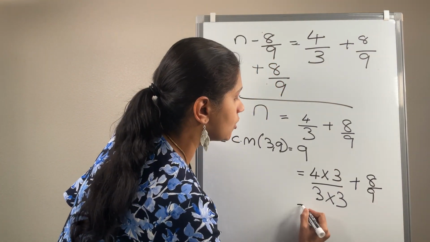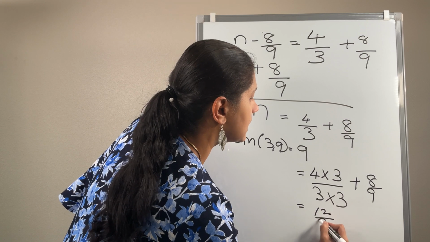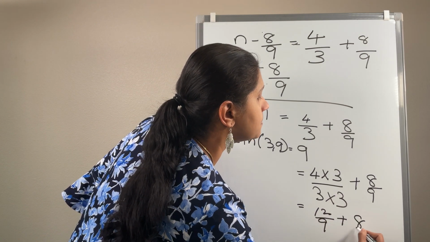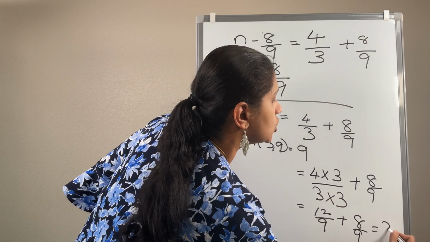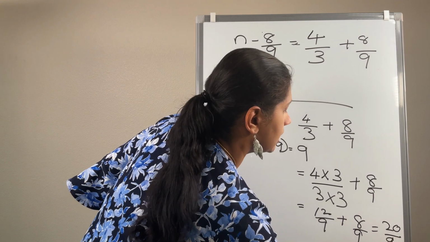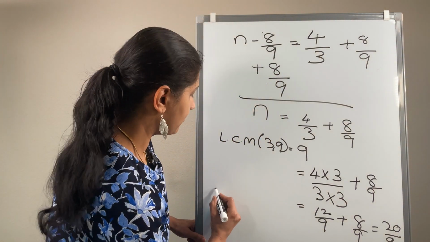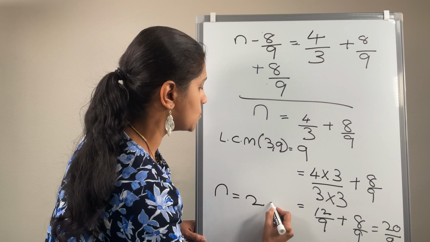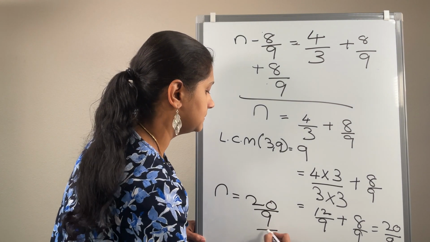That's equal to 12 by 9 plus 8 by 9. That is equal to 20 by 9. So the value of n is equal to 20 by 9.